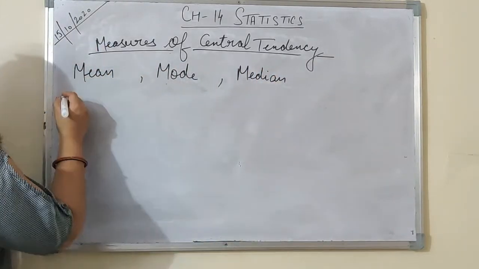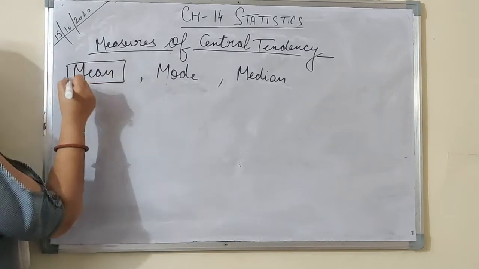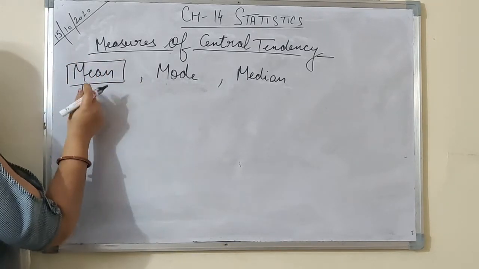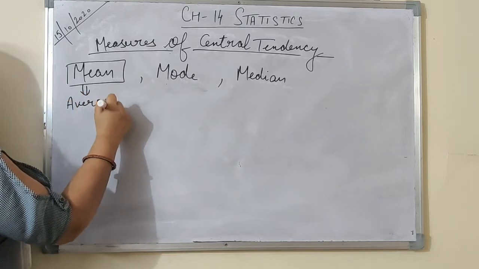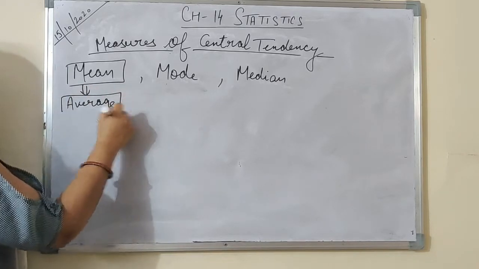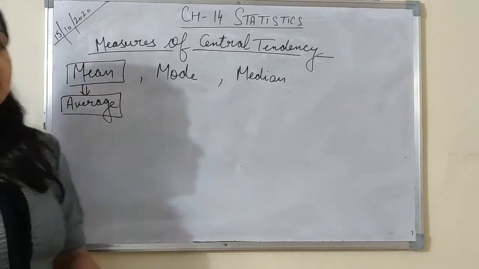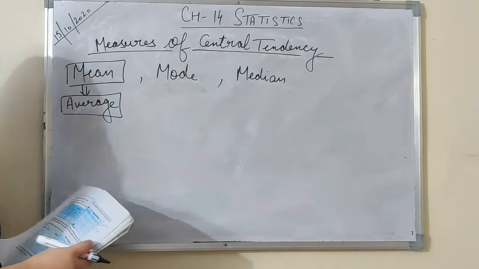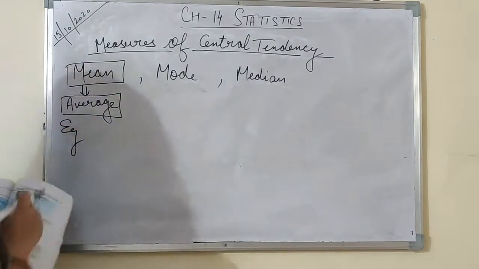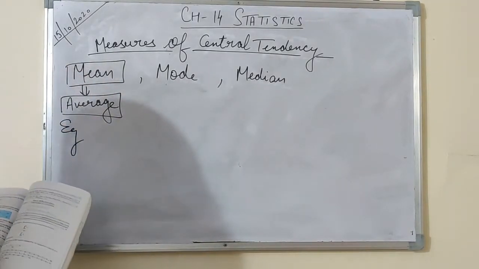Now, first, what is mean? We will study about mean first. So, mean is, you can say, the average of the given data. Now, I am starting with example number 10.